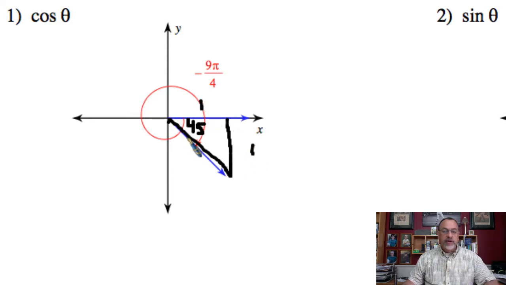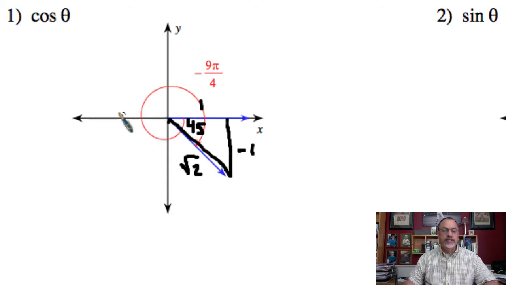We do have to keep track of our signs here. The x value goes to the right, so that's positive. The y value, however, goes down, so that's a negative 1. And then the hypotenuse is the square root of 2. Now I can use this reference triangle to determine the cosine of this angle. Even though it's not a 45, it's a negative 9 pi over 4 angle, which is more than 405 degrees, we can use this as our reference.